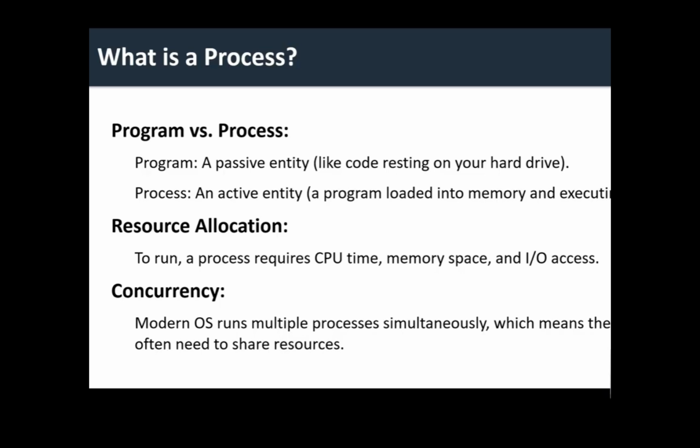Now we have resource allocation, just from the name of it. For executing a process, we need some things like CPU time, memory space, and input output access. Those are resource allocation. Now we have concurrency. A modern operating system runs multiple processes simultaneously, which means they often need to share resources, right?